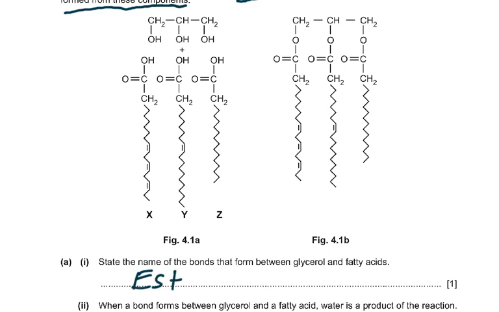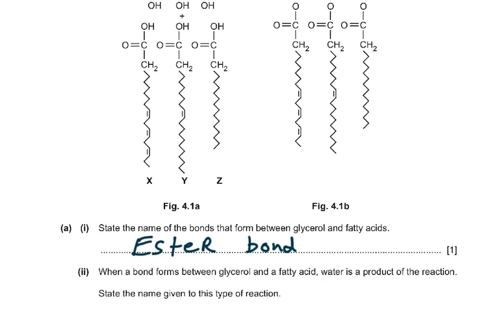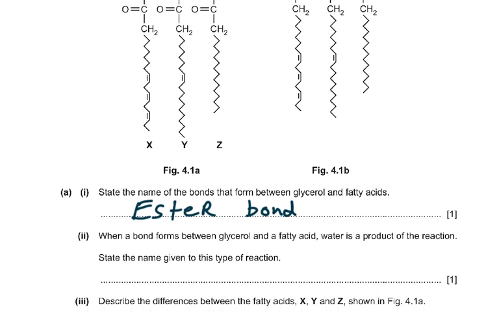So this is actually a part of the syllabus in which they ask you for this. So ester bonds. Then when a bond forms between glycerol and a fatty acid, water is a product of the reaction. State the name given to this type of reaction. When water is given out, what is it called? Condensation. When water is needed, the opposite of this is hydrolysis.